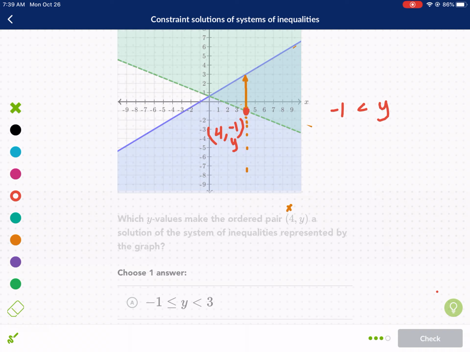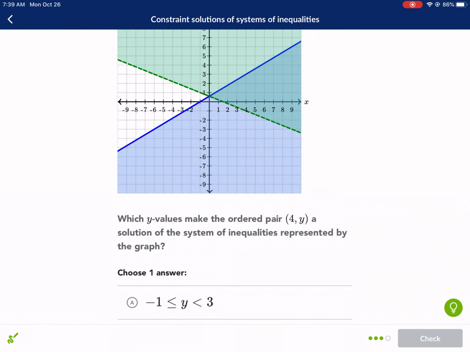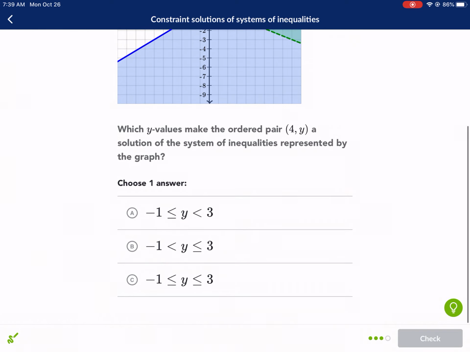Let's go to our upper limit here. What's that point? That point is 4, again, the x value that we've been given. And then 3. So the y value is 3. Okay, can it include 3? Yes, it can. So we're going to do less than or equal to. Notice how it can't go above that line. That's why y is less than that. So our answer is -1 is less than y is less than or equal to 3. Trying to trick us here. This is the answer.